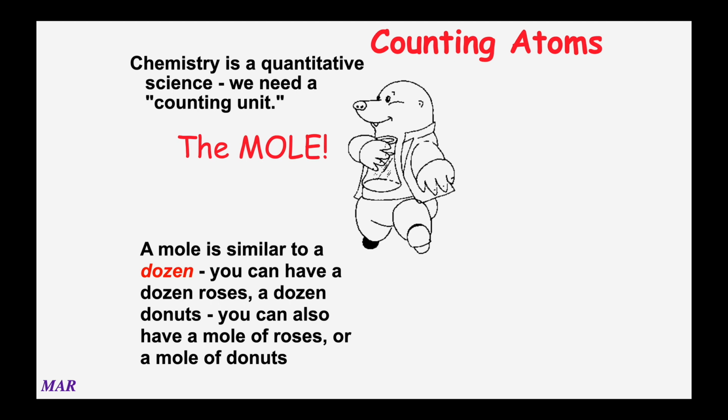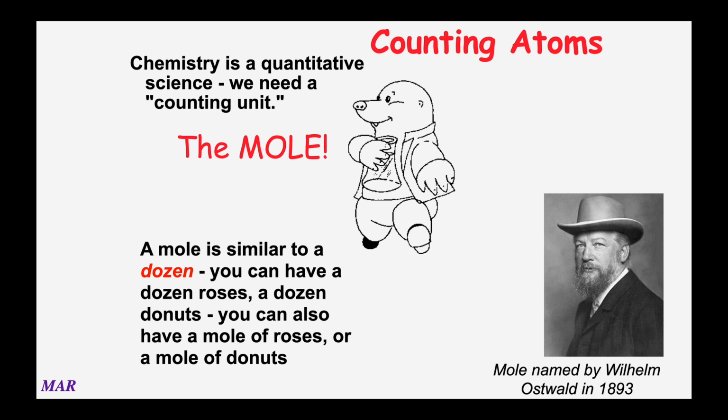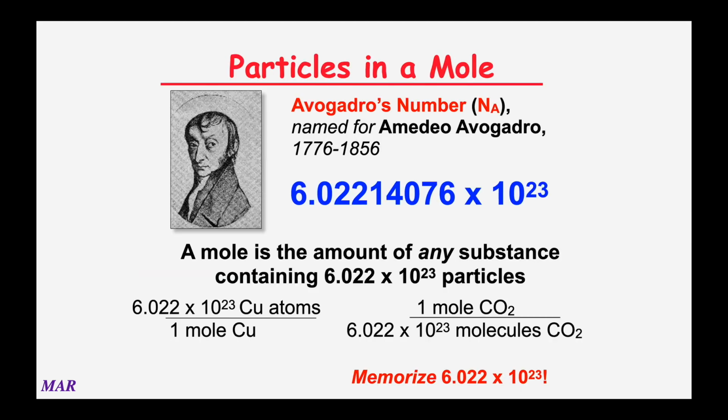The mole is really similar to the dozen. Mole was first named by this guy Ostwald in 1893. It had been proposed by a guy named Avogadro, but Ostwald was the one that thought of the name the mole, which is kind of cool. Speaking of Avogadro, Avogadro was apparently a very shy mathematician, and you can see the dates there, a long time ago. But anyway, he was the one that first proposed the idea for a number. And now we call this number Avogadro's number. Sometimes it gets the symbol N sub A.